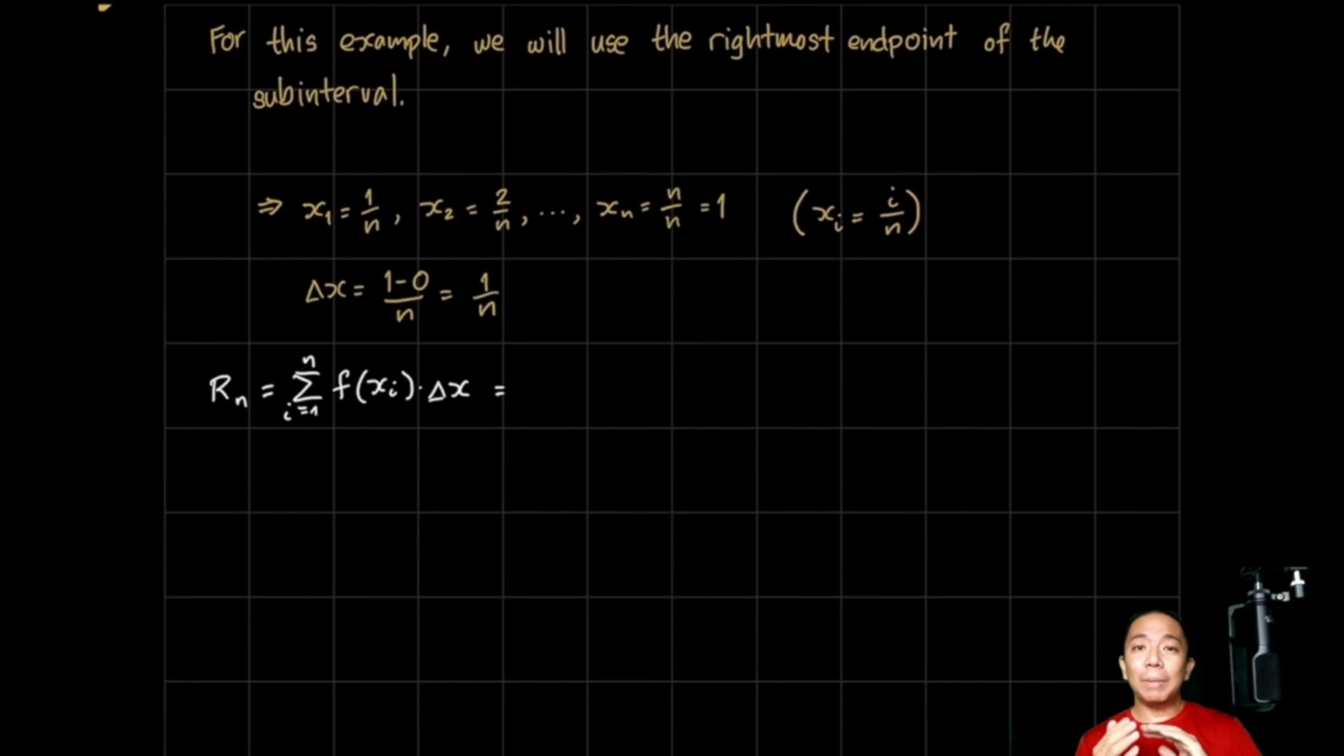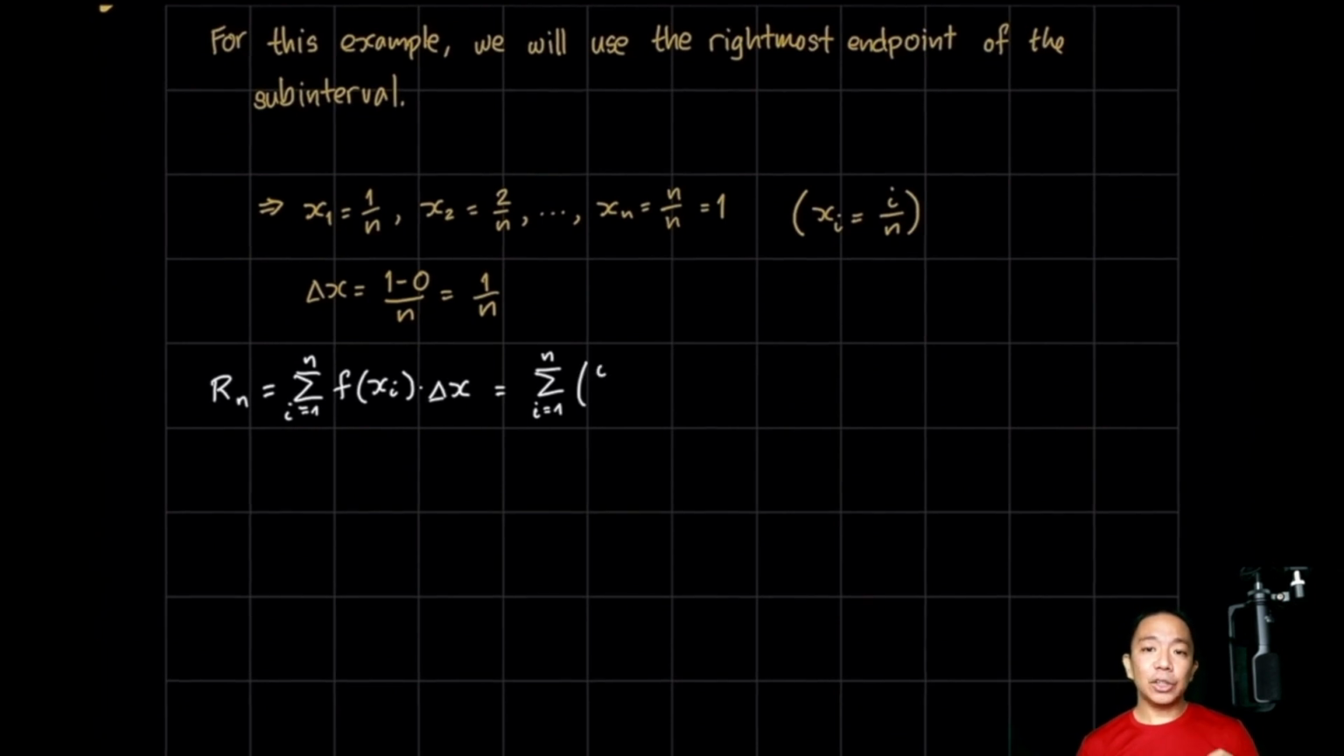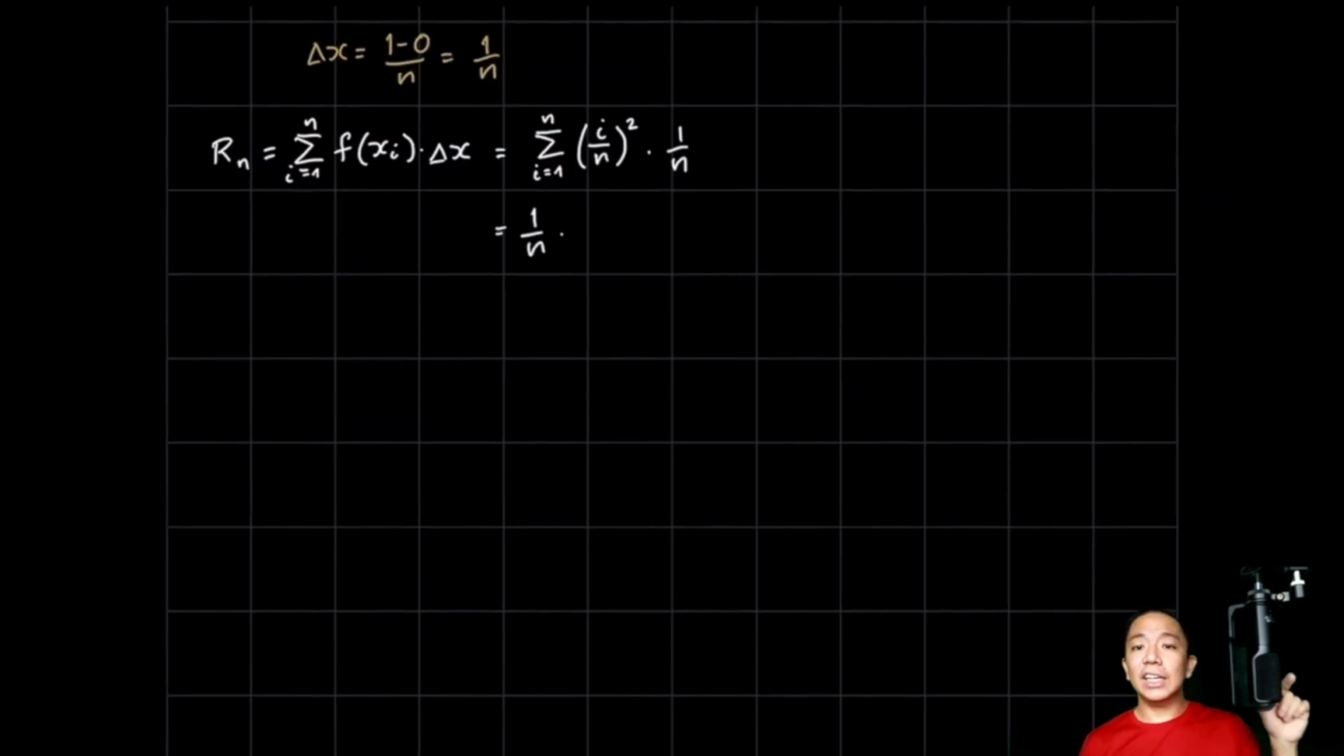And since yung bawat x sub i natin is given by i over n, we could rewrite this as the summation from i equals 1 to n ng i over n quantity squared. So, pinasok na natin yung x sub i sa function times delta x, but delta x is equal to 1 over n. Then, we observe here that 1 over n is just a factor nung bawat terms dun sa summation. So, pwede natin siyang i-factor out.